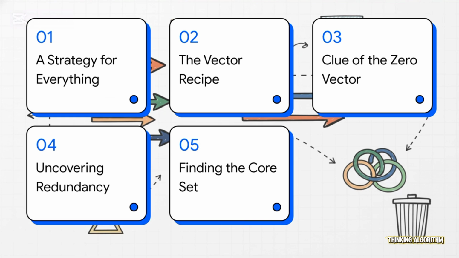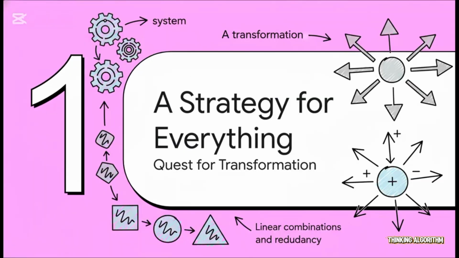So here's our game plan for solving this puzzle. First, we'll talk about the big picture strategy. Then we'll get our hands dirty with something I'm calling the vector recipe. After that, we'll follow a really interesting clue, the zero vector, to uncover some hidden redundancy. And that will lead us right to what we're looking for, the core set. All right, first up, a strategy for everything.